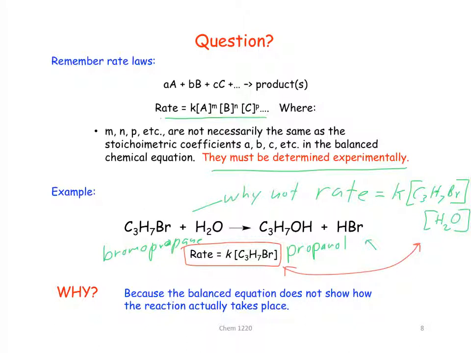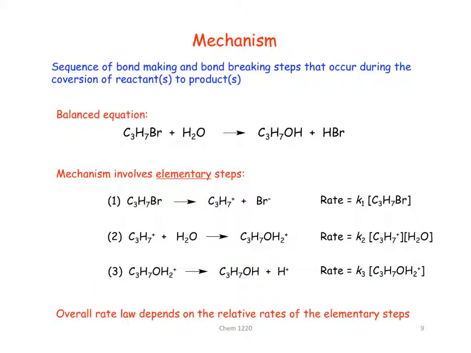Why don't these match? Well, I don't know if it's clear, but the reason is that there's more going on than what we can just see from this balanced equation. The balanced equation all it does is the bookkeeping. It doesn't tell us what individual steps might take place for this reaction to occur. For example, in this reaction, here's the balanced equation, but it actually takes 3 different steps to go from these reactants to these products.